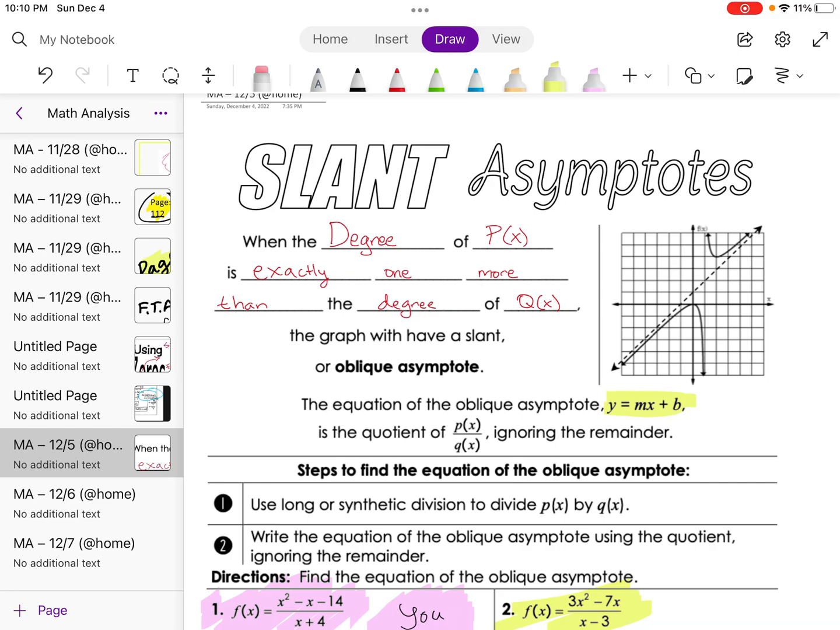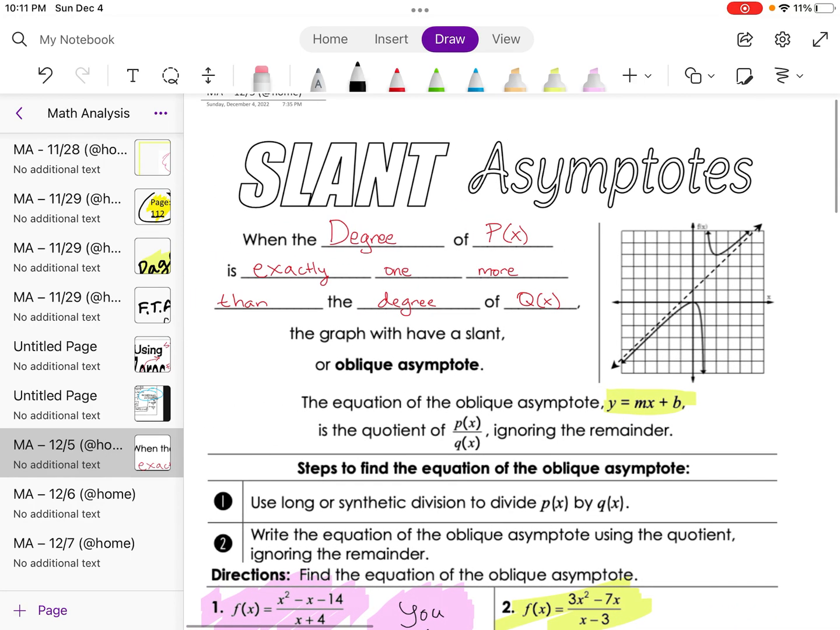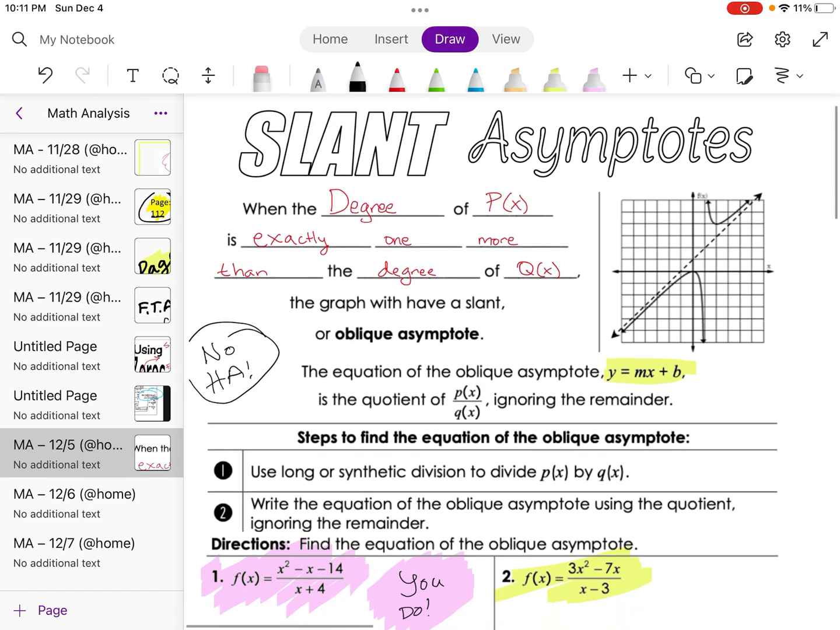Okay, so go ahead and pause the video and copy in what I have written. So we're going to be talking about slant asymptotes. When we have slant asymptotes, this tells us there will be no horizontal asymptotes. So whenever you have a slant, that tells you no horizontal asymptote.